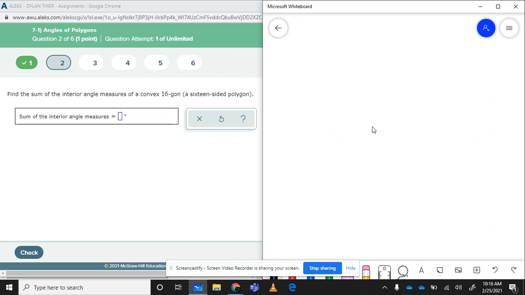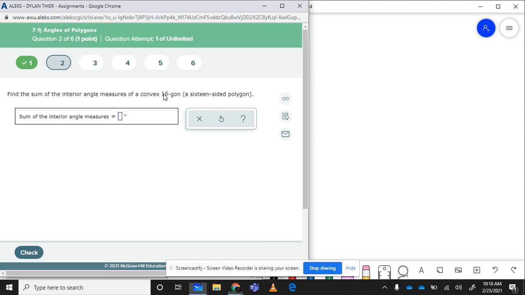Okay, it says find the sum of the interior angle measures of a convex 16-gon. Okay, so I think after a certain point, they stopped naming these things. There's triangles, quadrilaterals, pentagons, hexagons, heptagons, nonagons, octagons, decagons. Eventually, they stopped naming them and they just start using the number of sides. So they're calling this one a 16-gon.